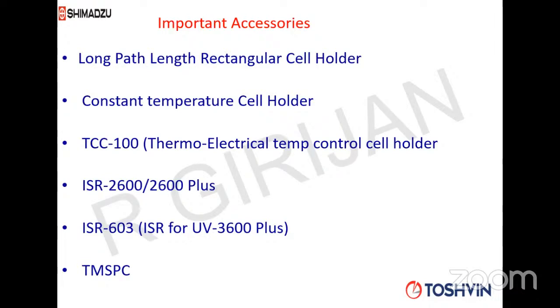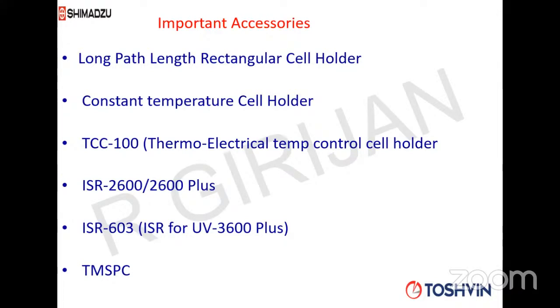As I told you in the beginning, the standard cell is always 1 centimeter by 1 centimeter. But suppose the customer has a sample whose concentration is so low that if you make the measurement in a 1 centimeter cell, you will not get the sensitivity. So as per Lambert's law, if you increase the path length, your absorbance will increase. So we have long path length cells available, right from 1 centimeter up to 10 centimeter path length cells. And when you are going for a long path length cell, it should have the proper holder also. That is called the long path length rectangular cell holder.